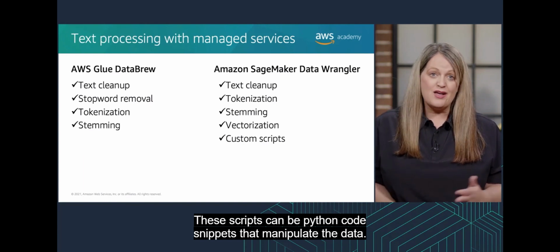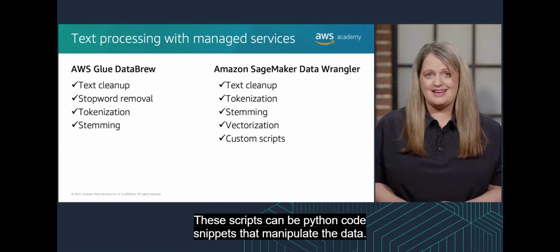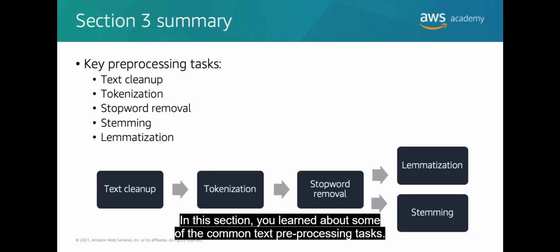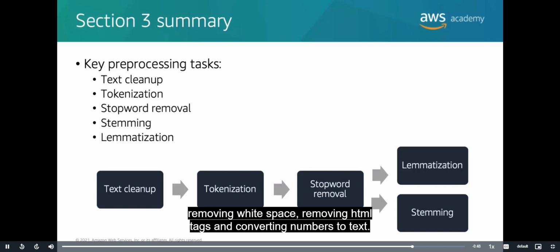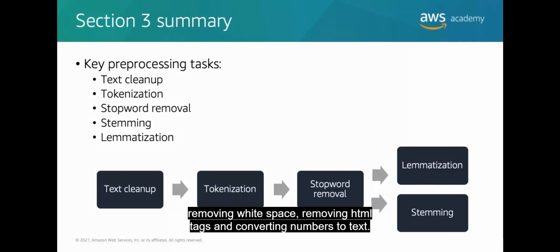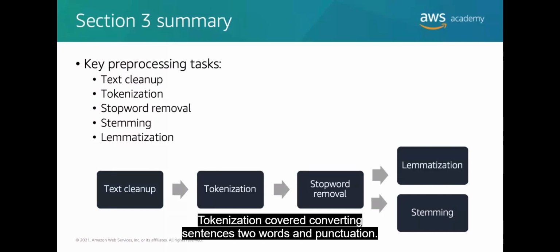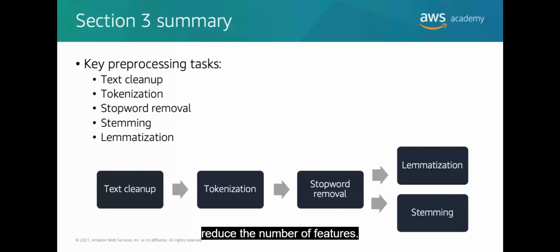These scripts can be Python code snippets that manipulate the data. In this section, you learned about some of the common text preprocessing tasks. Text cleanup includes converting the case to a standard case, removing white space, removing HTML tags, and converting numbers to text. Tokenization covered converting sentences to words and punctuation. Stop word removal looked at removing commonly used words from sentences to reduce the number of features.